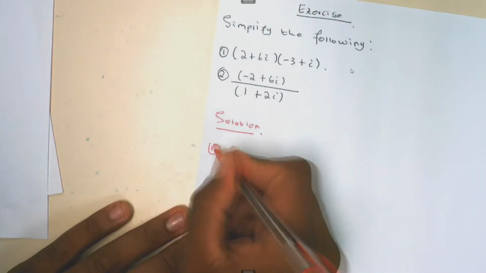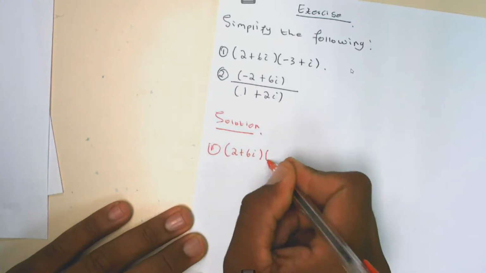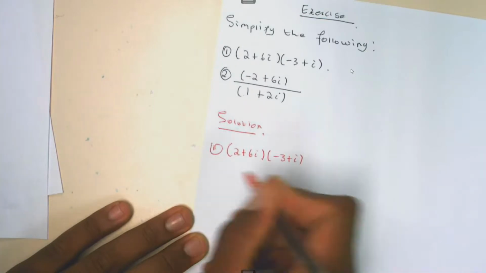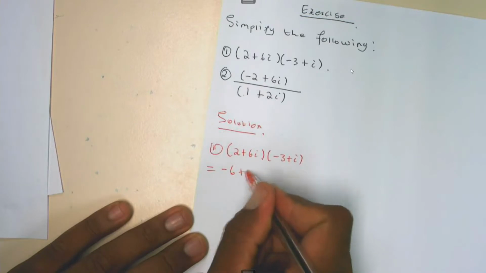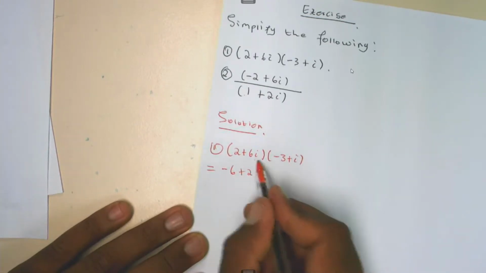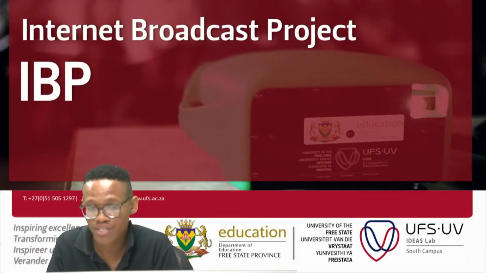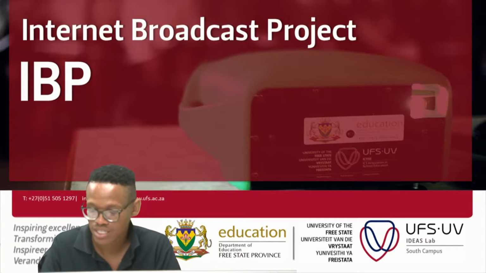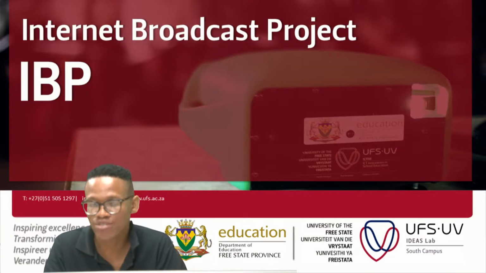Number one, remember we have 2 plus 6i multiplied by minus 3 plus i. That will give us minus 6 plus 2i. Remember, ladies and gentlemen, when we deal with the multiplication of complex numbers, it's still the same as when you deal with any binomials.